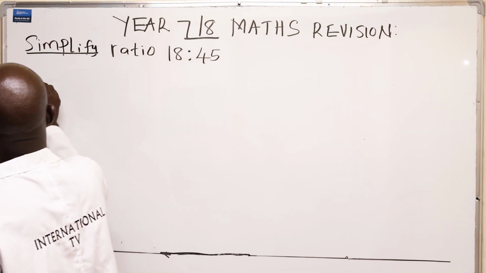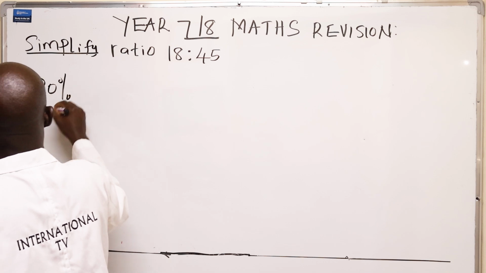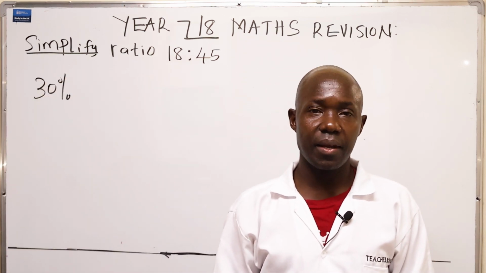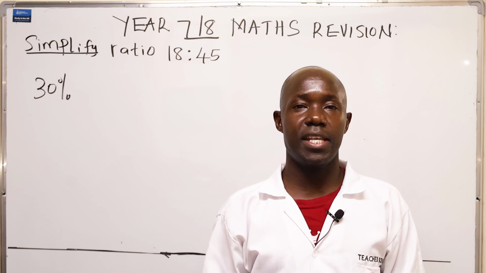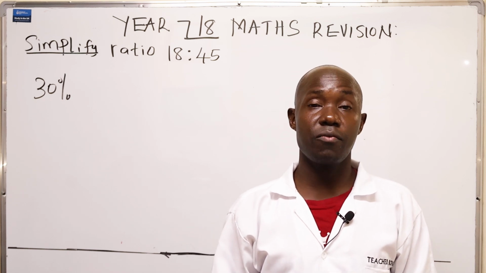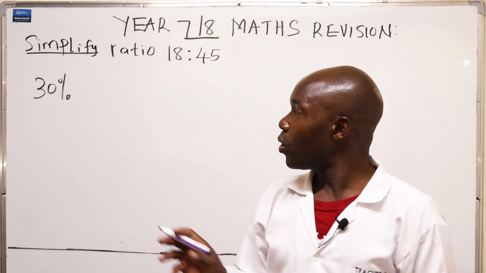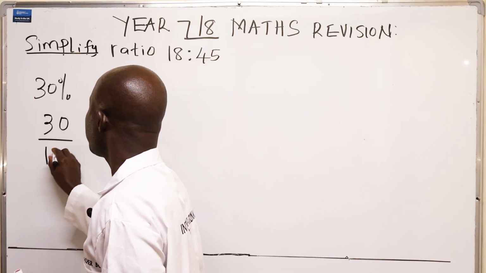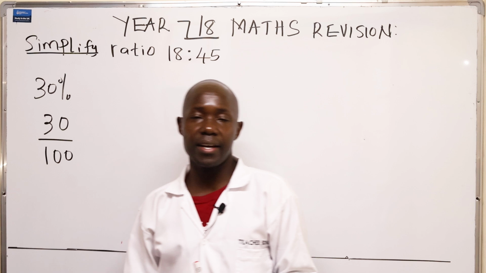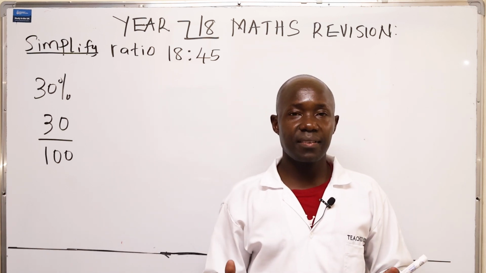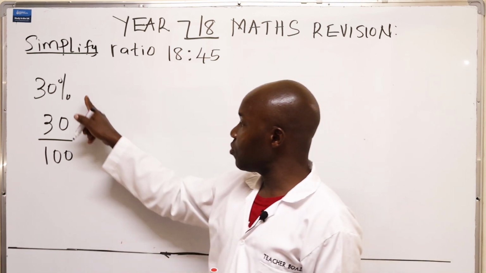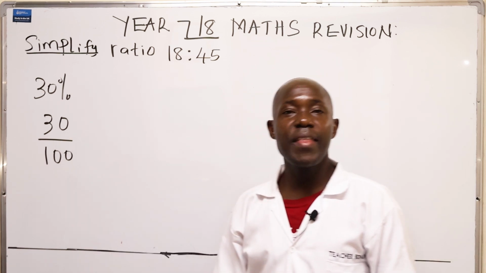A good example, if I give you 30%, and in year 7 and 8, those people are taking the Cambridge system, you should know that all percentages should always be put out of 100%. Now what you are supposed to do here, you take the 30%, you put over what? Over 100. That is the standard that you should always know. That all percentages, the first thing you do what? You put over 100%. Then we simplify.